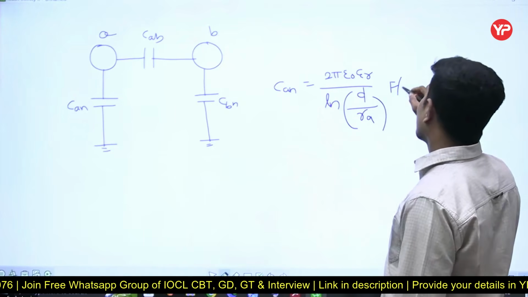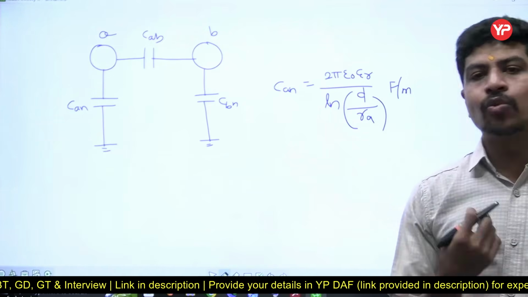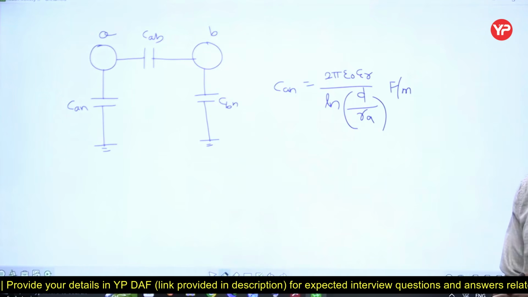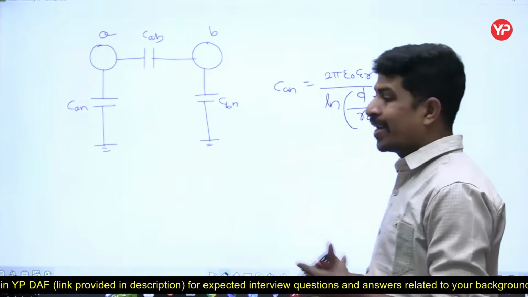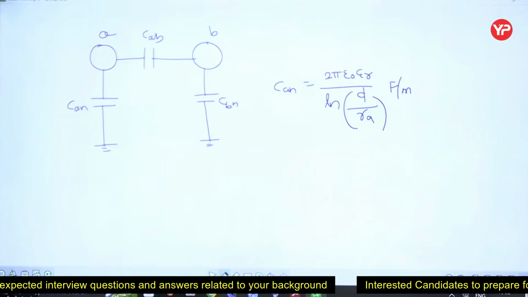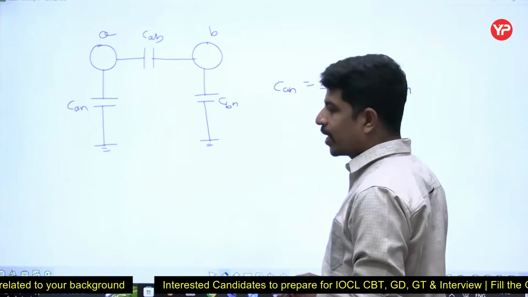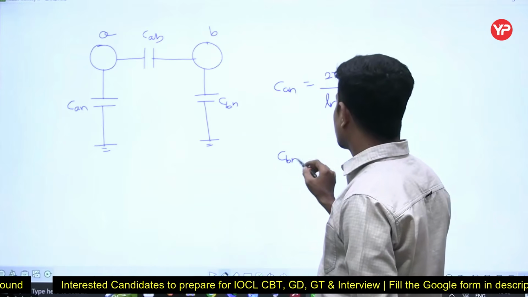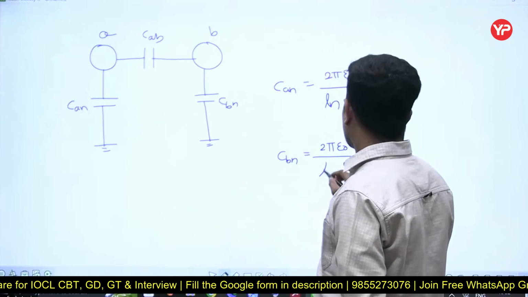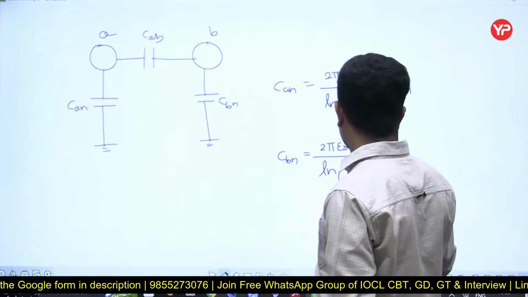Do remember, in the capacitance calculation you won't get that 0.7788 factor. The reason is that the net electric charge inside of a conductor is zero. That's why you won't get RA dash, it is RA only. In inductance calculation, we will be getting RA dash. CBN is also the same: 2 pi epsilon naught epsilon r by ln of d by rb farad per meter.